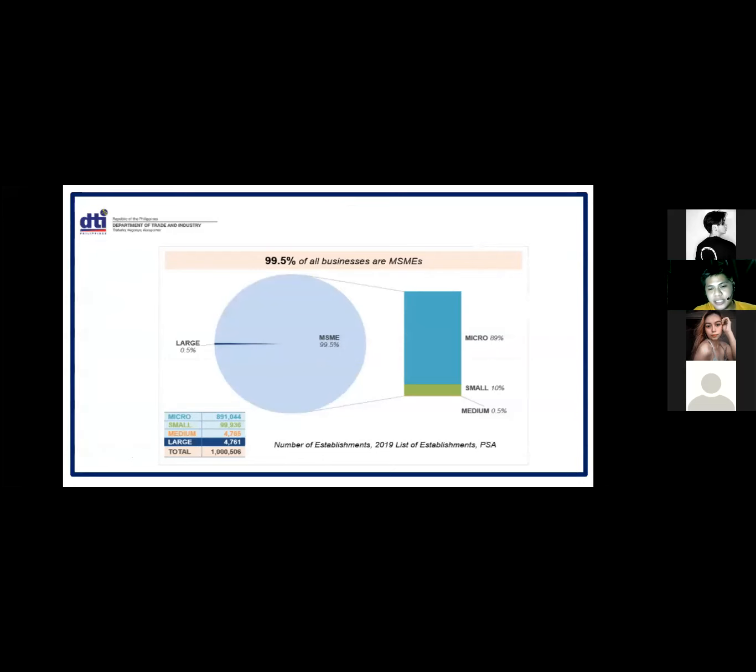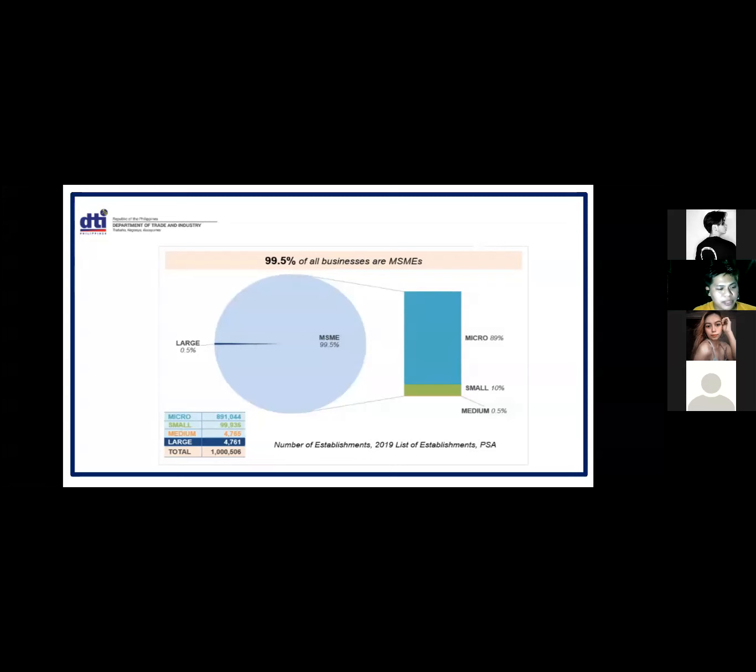This illustration is coming from the DTI 2019 list of establishments of the Philippine Statistics Authority. Okay? In which they recorded a total of 1,506 business enterprises operating in the Philippines. Okay? Out of this total number, there are 995,745. Ito yung mga MSMEs. And 4,761 lang or 0.5% ang large enterprises.